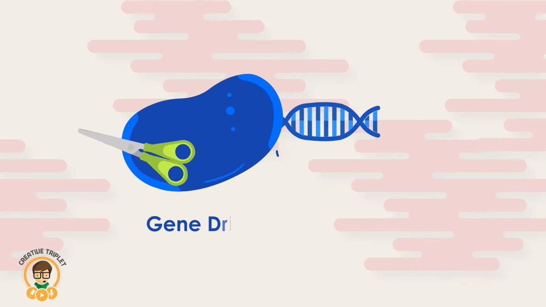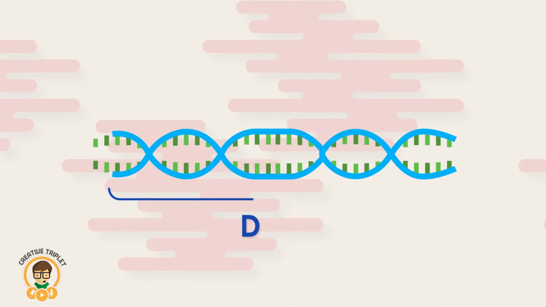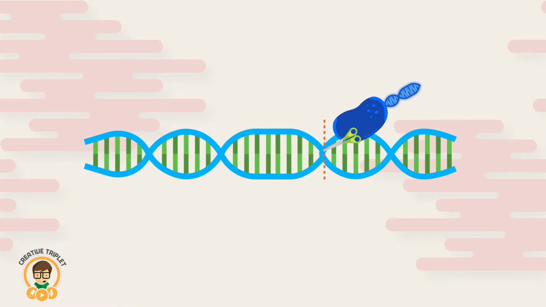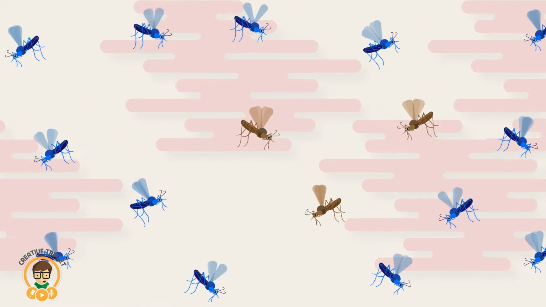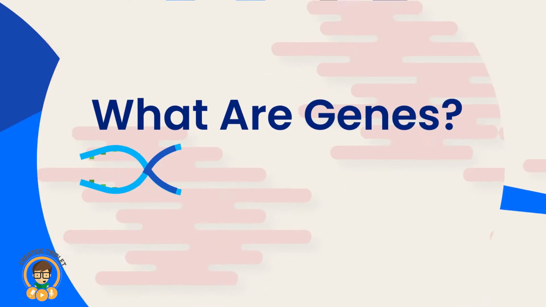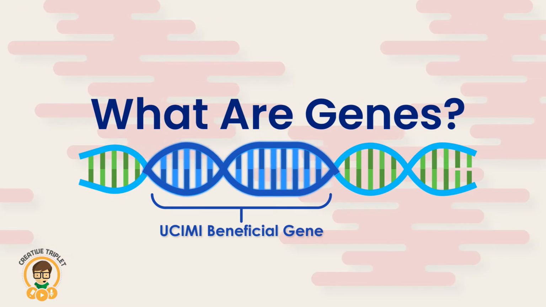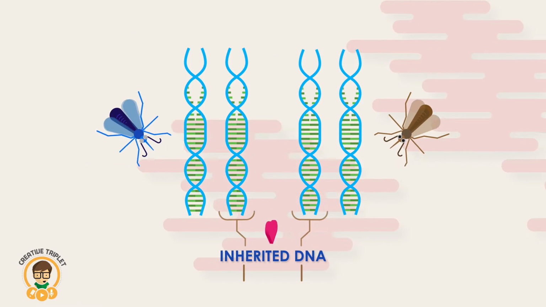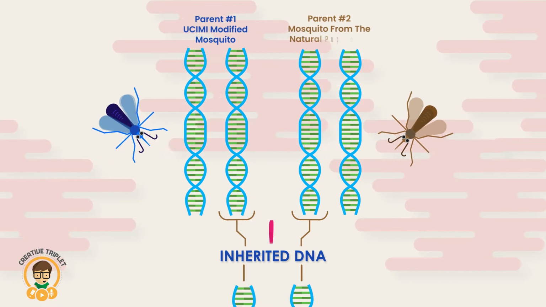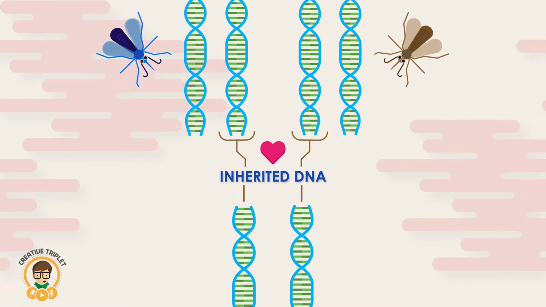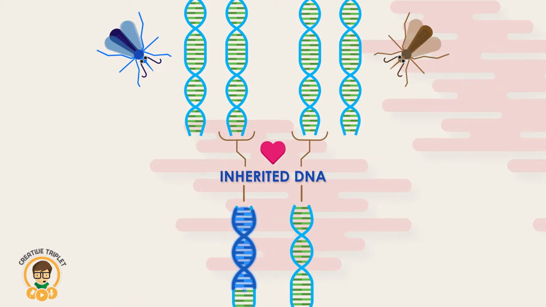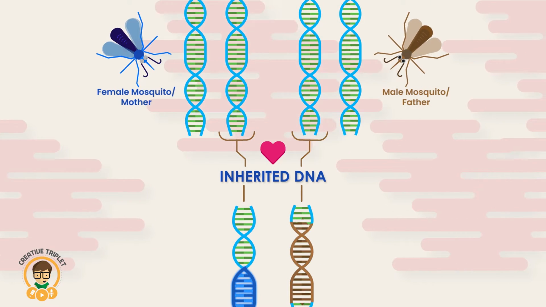Gene drive is a tool that has a special ability, which allows specific genes, like the beneficial genes, to become more dominant in a population. To understand gene drive, we must first understand what genes are. A gene is a unit of specific information that an organism inherits from their parents. An organism has two copies of each gene. One is inherited from the mother, and the other from the father.